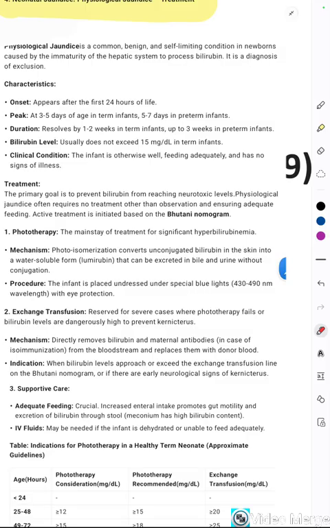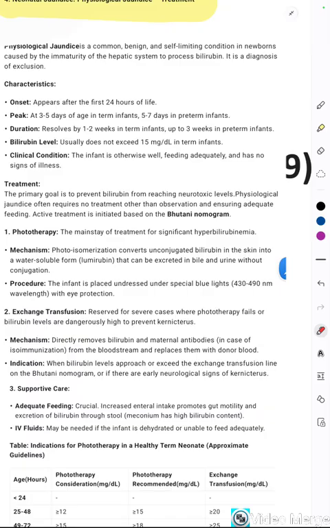Now, it is done with the help of LED lights, and a wavelength of 460 to 490 nanometers is maintained. The distance from the baby should be 30 to 45 centimeters, and the genitals and the eyes of the baby should be covered. The disadvantages are that it can lead to bronze baby syndrome and diarrhea. Then the next is exchange transfusion. Exchange transfusion is done when the phototherapy fails. So exchange transfusion is used to prevent the kernicterus in case of very high levels of bilirubin.